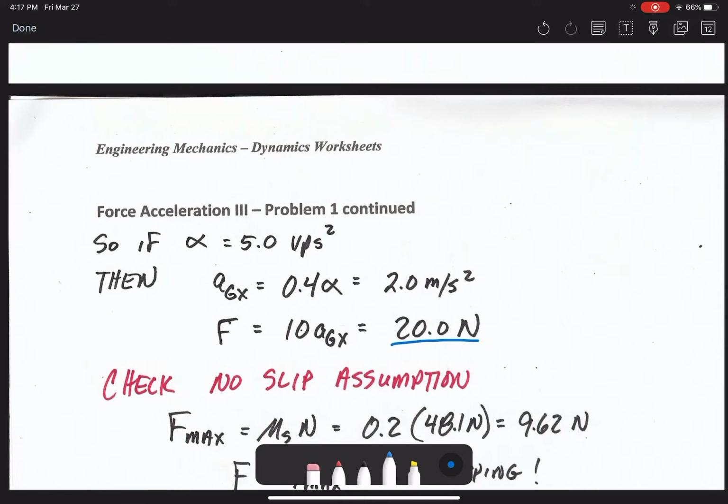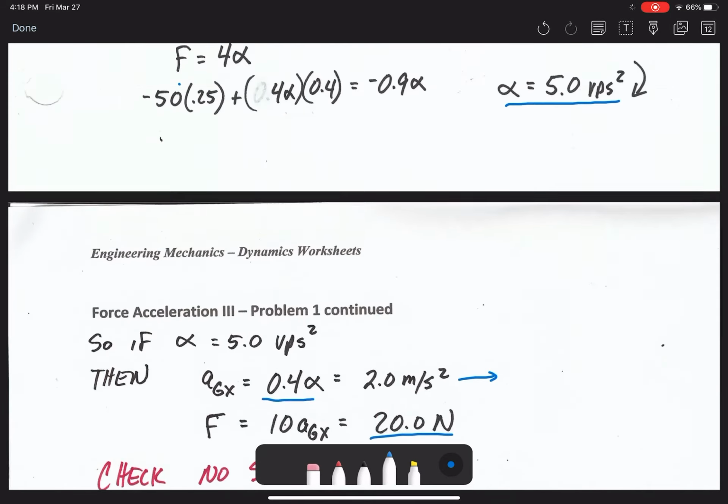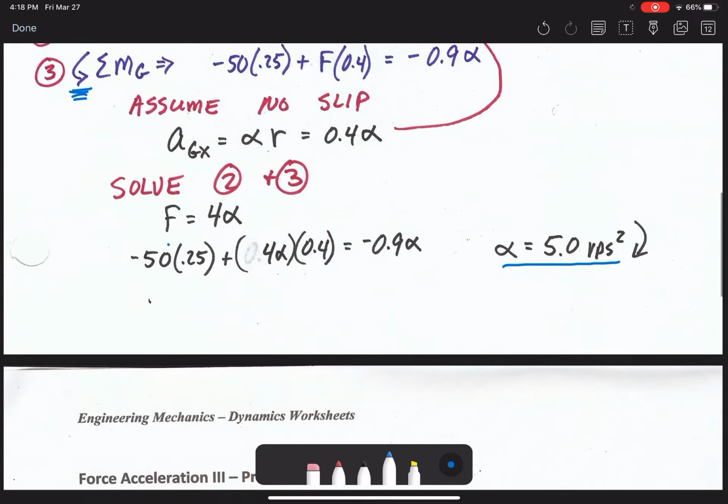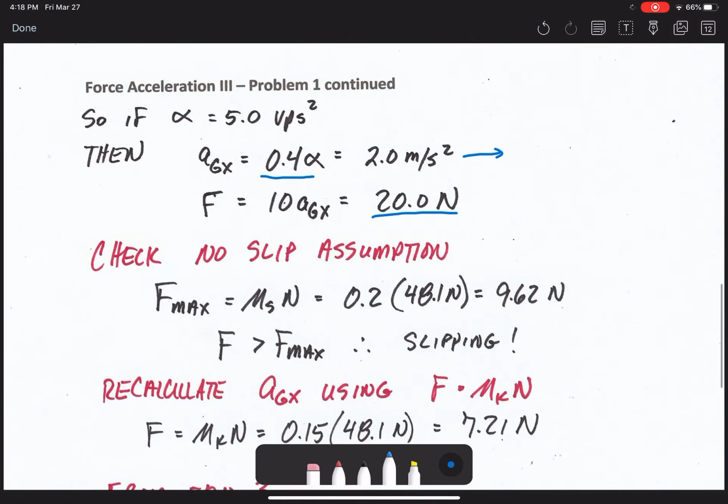And then ATX, because we assume no slip wheel, equals alpha R, so you have 0.4 times 5, so 2 meter per second squared. And then because you assume no slip, you have to check whether your assumption is good. So check the no slip wheel assumption.